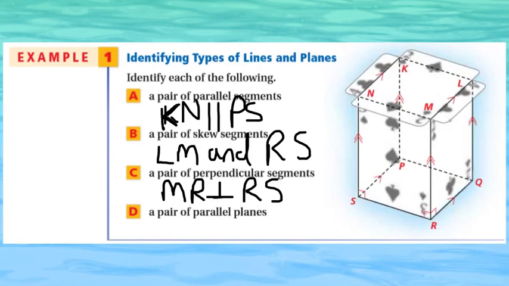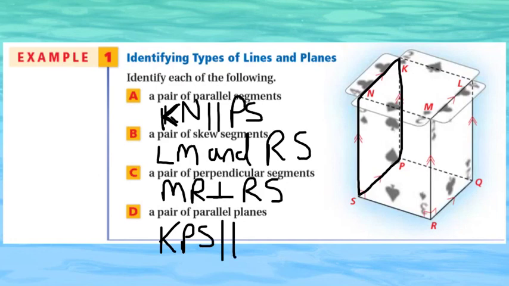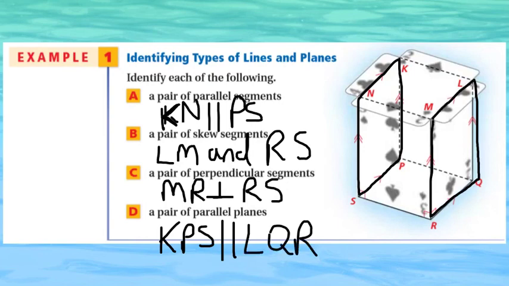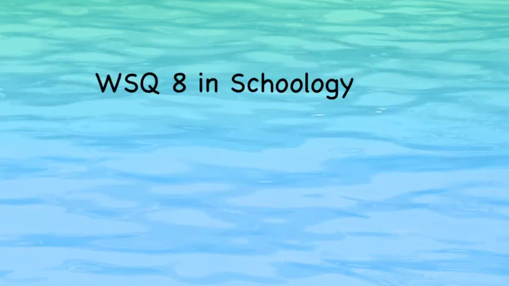Okay. Parallel planes, let's pick KPS, which is the left plane. So plane KPS is parallel, and I'm going to say that's parallel to, let's just call this one LQR on the right. Okay. So again, that is just a real basic introduction to parallel, perpendicular, and skew.